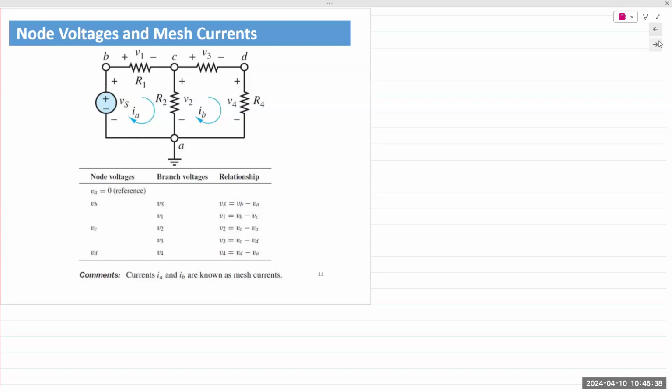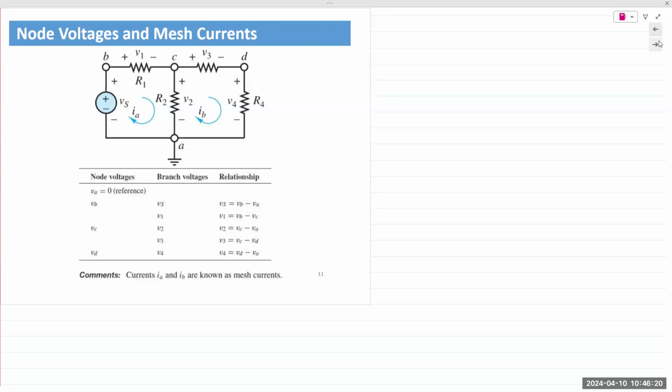And they will use KVL, KCL to generate equations. So you have a set of linear equations with unknown variables. The unknown variables will be the node voltages and the mesh currents. And then you use those to determine the voltages and currents that are present in the circuit. Think back to chapter 1. We said, what is circuit analysis? Circuit analysis is basically the theoretical analysis that we perform to determine the values of unknown voltages and unknown currents that appear in a circuit. And so these are the two techniques that you can use to solve any circuit.